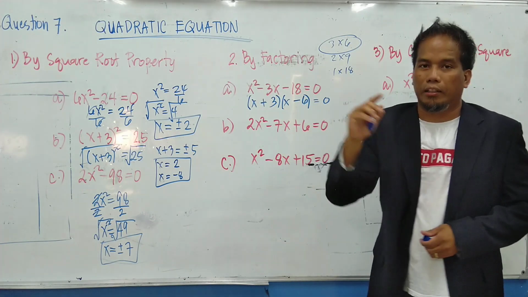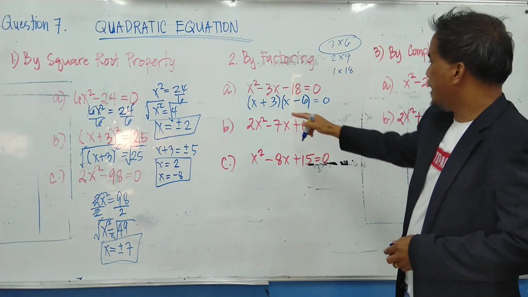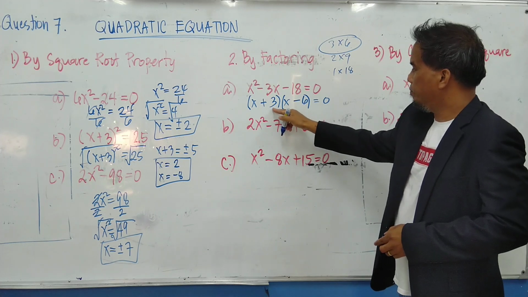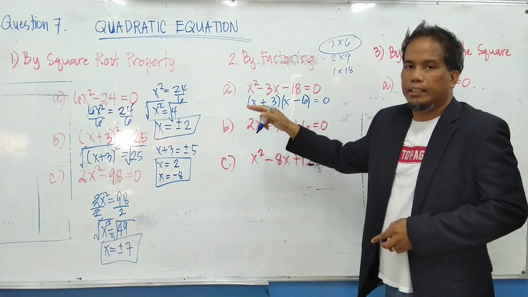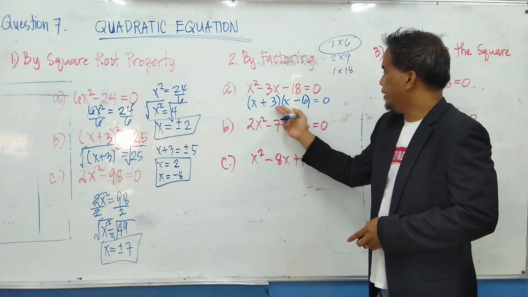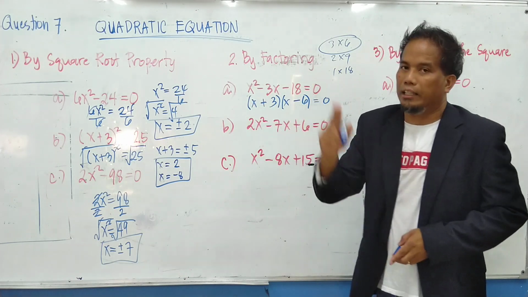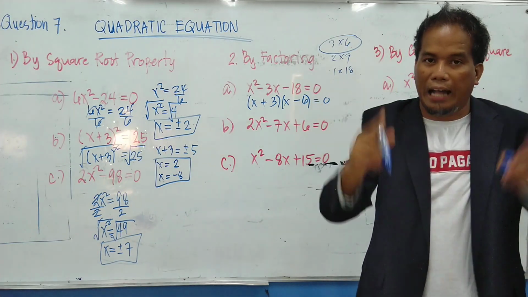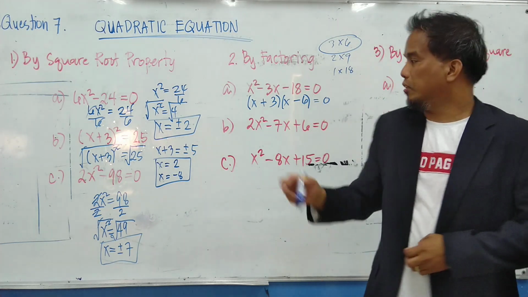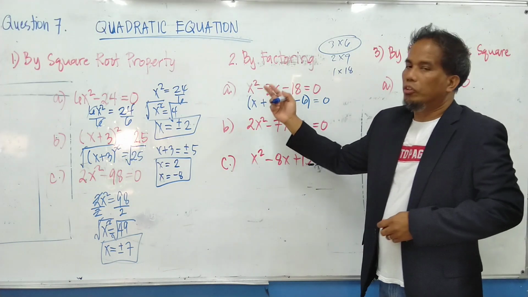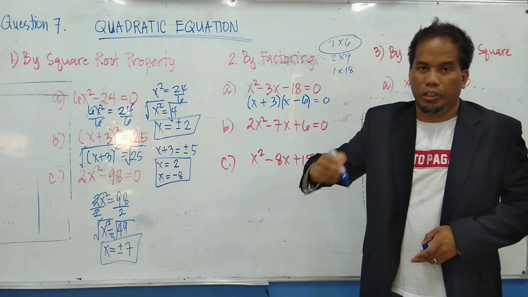Then, to check your middle term, which is negative 3x, if it is correct, just add the inner term, positive 3x, and the outer term, negative 6x. Multiply 3 times x, 3x, negative 6 times x is negative 6x, then add. So, negative 6x plus positive 3x is equal to negative 3x. So, this is correct. Therefore, equate your factors to 0.